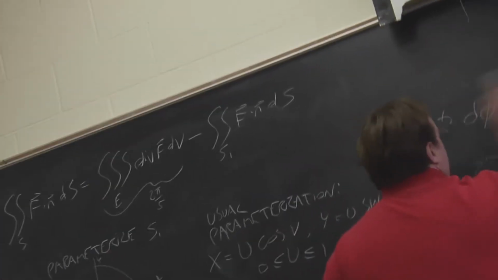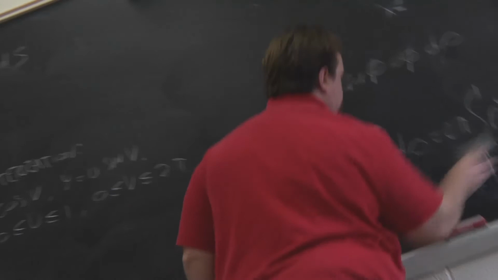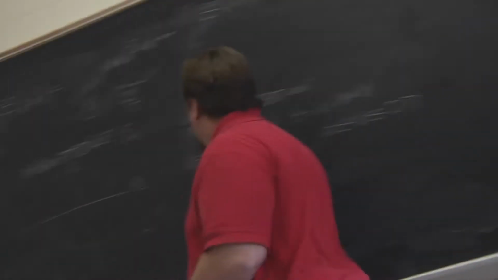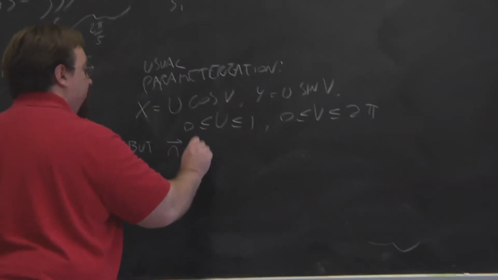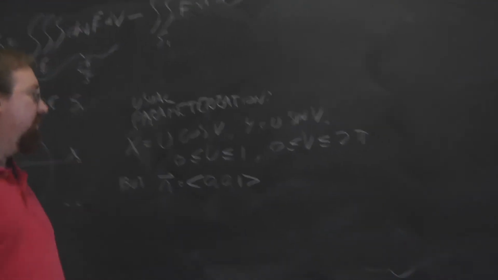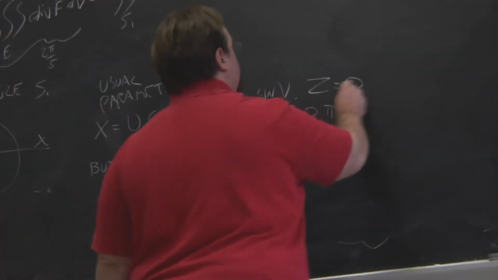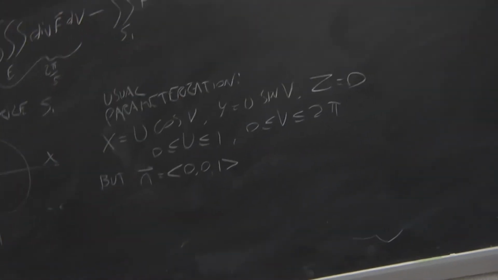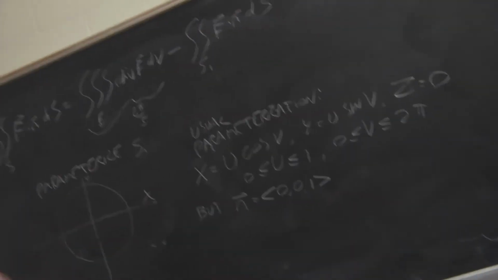But what will happen if we go ahead and use it? Our unit normal vector will turn out to be 0, 0, 1, pointing up. Also, z is equal to 0. So that's not going to work for us. We need it to be pointing down. We need it to point outside of the solid.